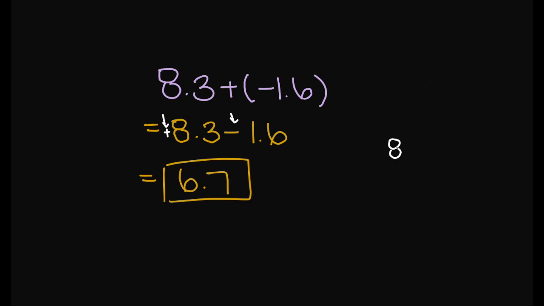So let's say you were to solve this out, minus 1.6. So 3 minus 6, you are not able to do that. So I'm going to borrow. This side is going to become 7. This side here is going to become 13. 13 minus 6 is going to be 7. You're going to bring the decimal down, and then 7 minus 1 is going to be 6. So your final answer here is 6.7, which is what we have here.